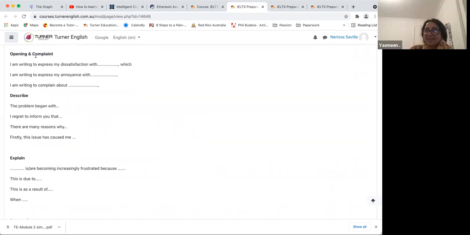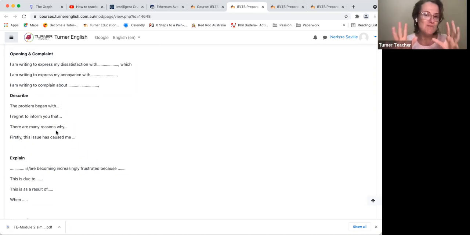Okay. So they definitely want you, when you open the letter and you start your complaint, that you actually write it like this and you use these words. When you describe it, you write it like this and you use these words. So you're going to lose marks if you don't follow the formula. That's what I'm trying to encourage you. It's a big hint. It's like, hey, the answer is over here.